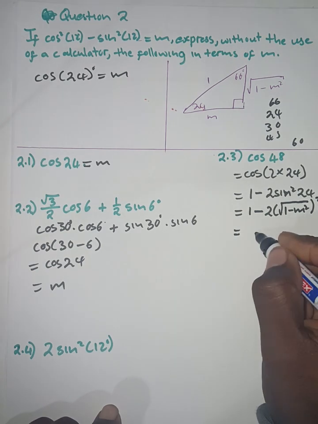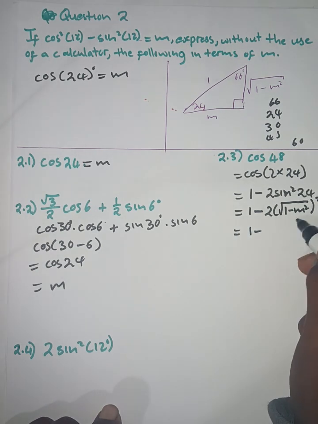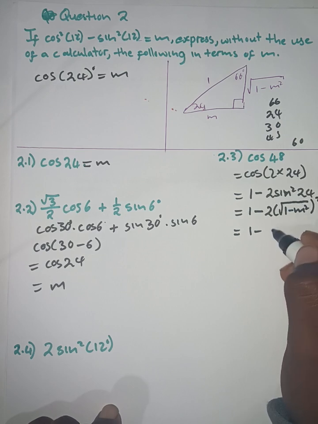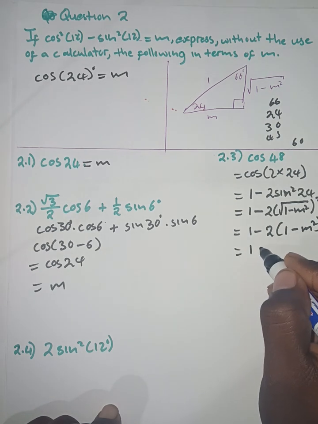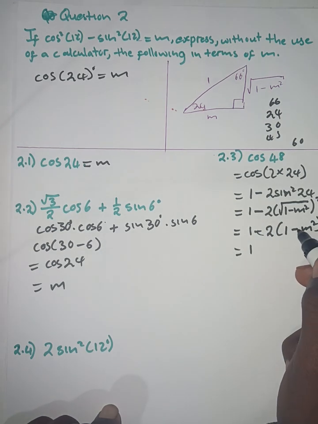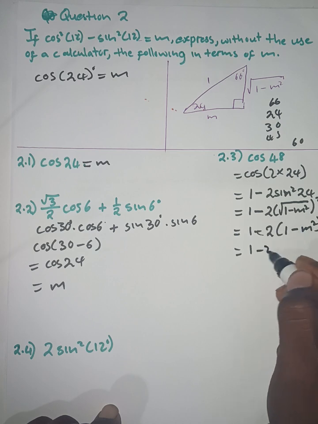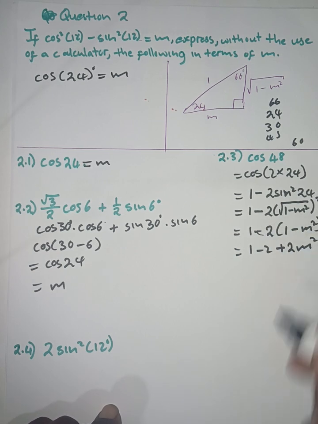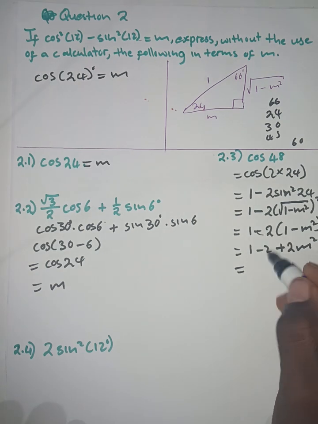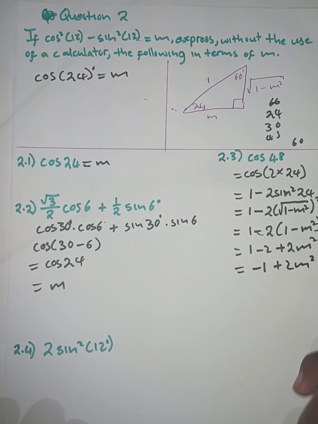So this will become 1 minus, now remember when we square that the square root disappears, so this will become 2 multiplied by 1 minus m squared. That becomes 1, of course negative 2 multiplied by 1, which is negative 2, and then negative 2 multiplied by negative m squared gives 2m squared. If we simplify that even further, that would become minus 1 plus 2m squared.